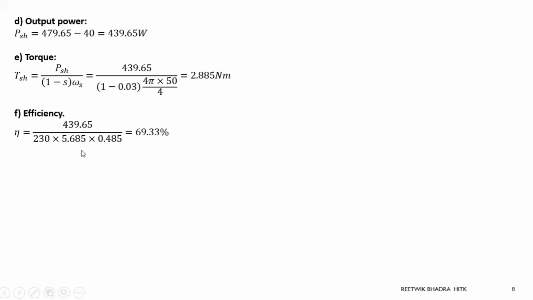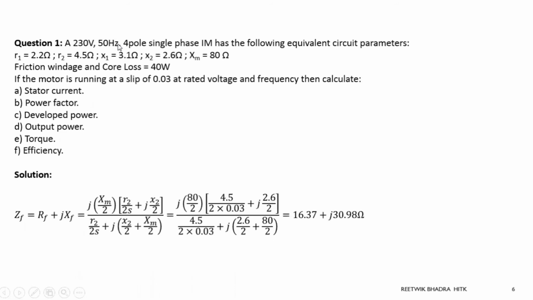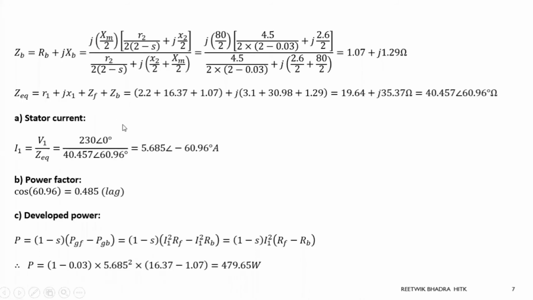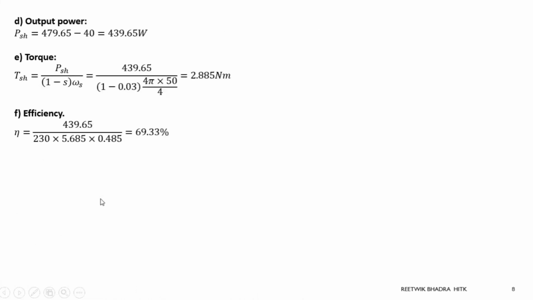Now, next, what will be the efficiency? Efficiency means output power by input power. So output power we had already got, 439.65. Can I calculate my input power? Yes, it is a single phase supply. I can calculate my active power. What is my active power? VI cos phi. What is V? 230. What is I? 5.685. What is cos phi? 0.485. So that is written over here, 230 into 5.685 into 0.485, and the efficiency is 69.33%.